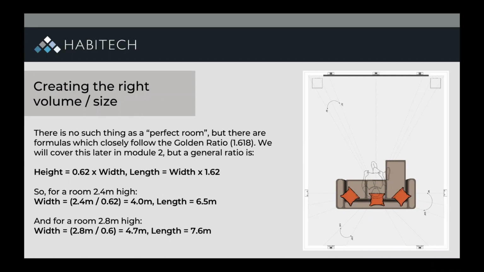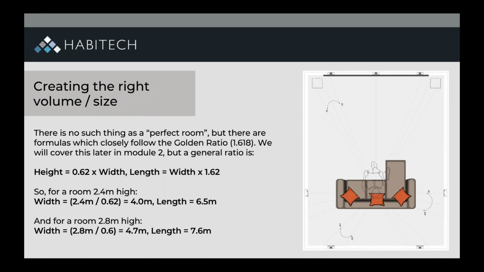The biggest restriction we often have in home cinema or home theatre is the room height. And historically, certainly for houses up to 100 years old, room height is generally set at around 2.4 meters high. That's why plasterboard comes in 2.4 meter lengths. So for a 2.4 meter high room, width is 2.4 divided by 0.62. So that's a 4 meter wide room, and it creates a length of 6.5 meters.